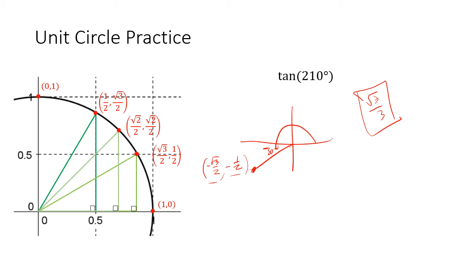Again, we can do that: y over x, negative 1/2 divided by negative root 3 over 2. That's the same thing as negative 1/2 times negative 2 over root 3. The 2's cancel. This is positive now, 1 over root 3, and rationalize it. You'll get root 3 over 3.